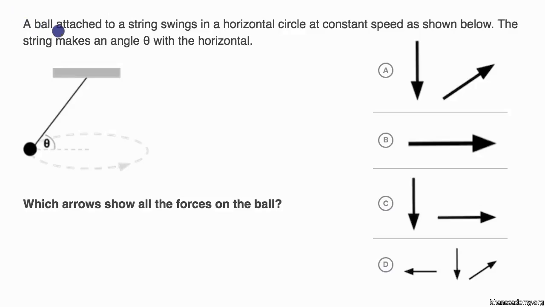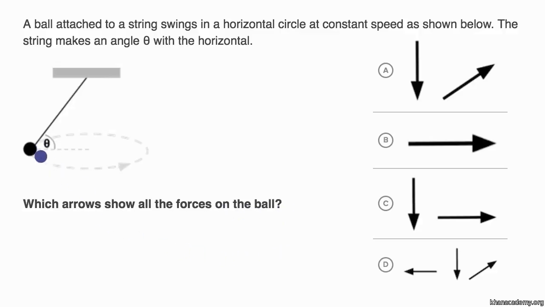We're told that a ball attached to a string swings in a horizontal circle at constant speed as shown below. The string makes an angle theta with the horizontal. Which arrows show all the forces on the ball? So pause this video and see if you can figure that out.